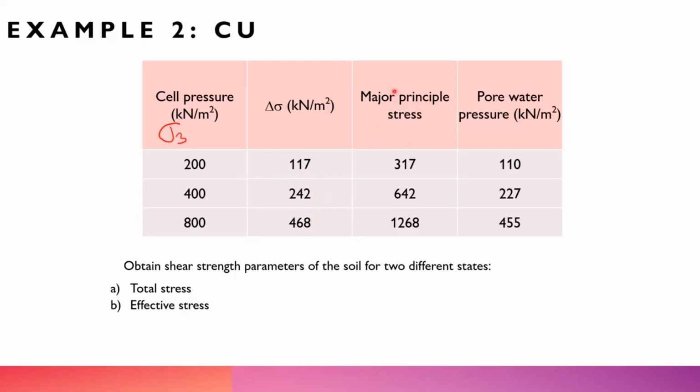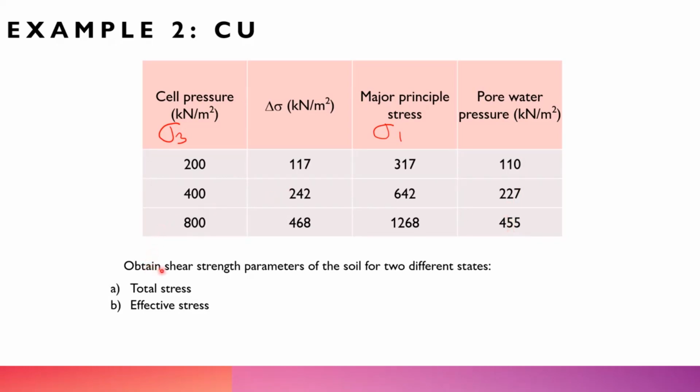And the major principal stress here for each of them, sample 1, 2 and 3, is 317, 642 and 1268, and the unit is still in kilonewton per meter square. So the major principal stress here is sigma 1. Because this is a CU test, there is a water pressure developed during the second stage, during loading, where for specimen number 1 the water pressure, or the U value, is equal to 110, 227 for specimen number 2 and 455 for specimen number 3.